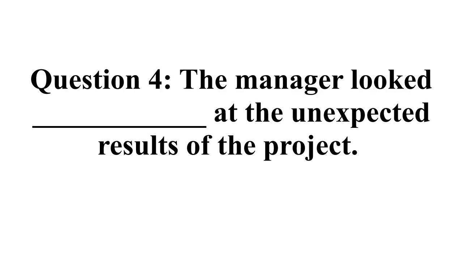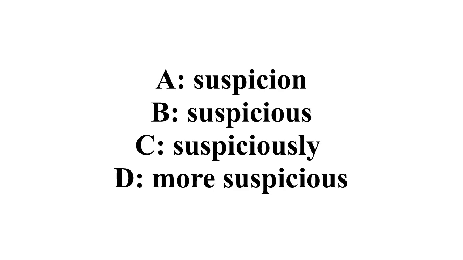And our last example, question 4. The manager looked blank at the unexpected results of the project. A, suspicion. B, suspicious. C, suspiciously. D, more suspicious. Now, this is a key point here. Even if you don't know what suspicion means, maybe you don't know the word, hopefully you can still get the answer. So for example, the manager looked. Looked is a verb. How did he look? He looked at it in a certain way. We need an adverb.